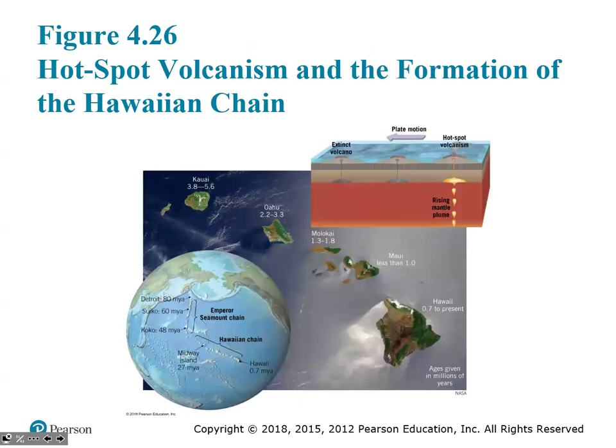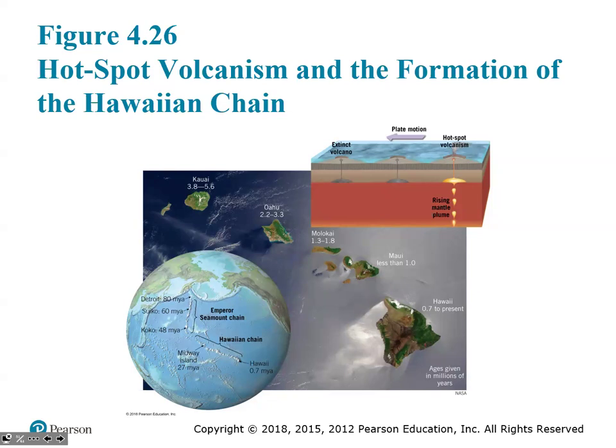So you get this hotspot volcanism, you get extinct volcanoes, which eventually erode down. Hawaii's age is about 0.7 million years to the present day. There are active volcanoes making new land on Hawaii right now. Maui is less than 1 million years. Molokai is about 1.3 to 1.8. Oahu is 2.2 to 3.3. Kauai is 3.8 to 5.6. And so this is Hawaii.